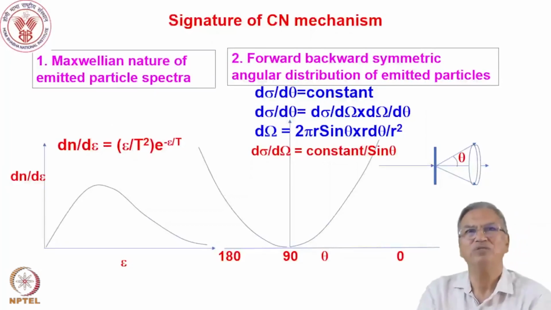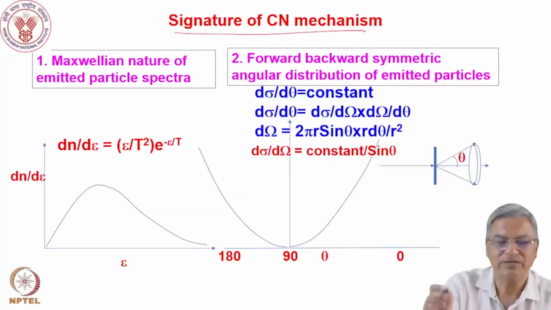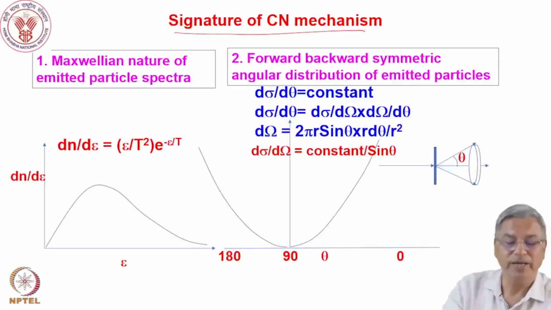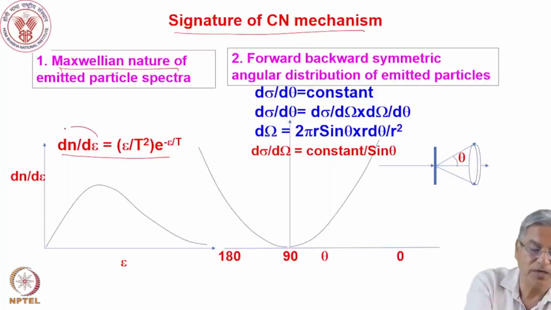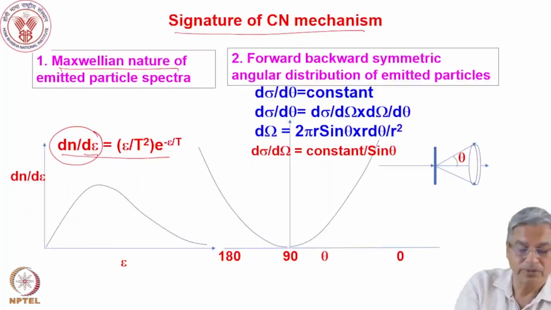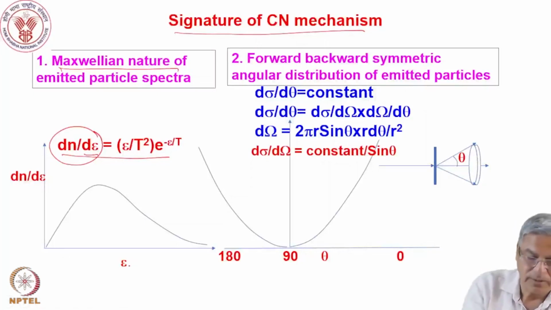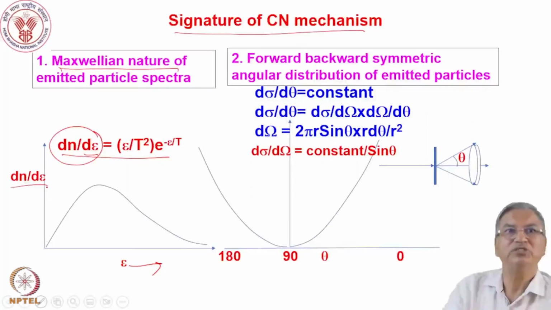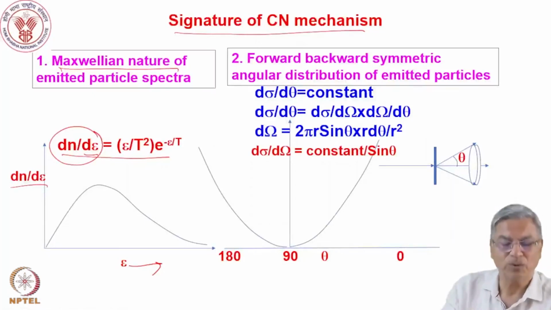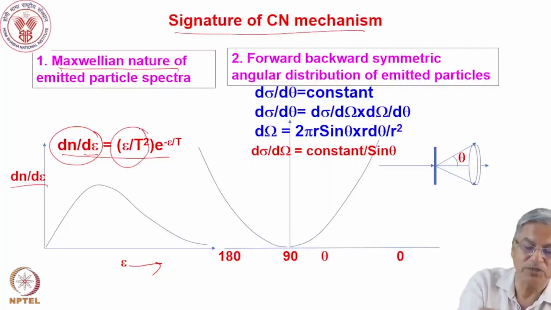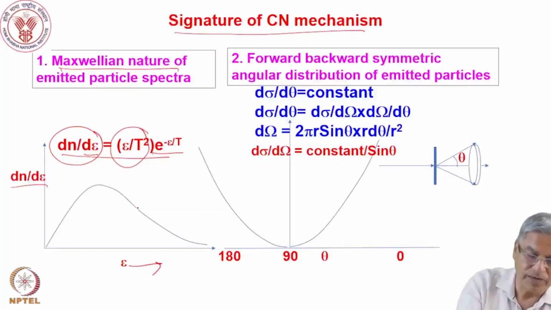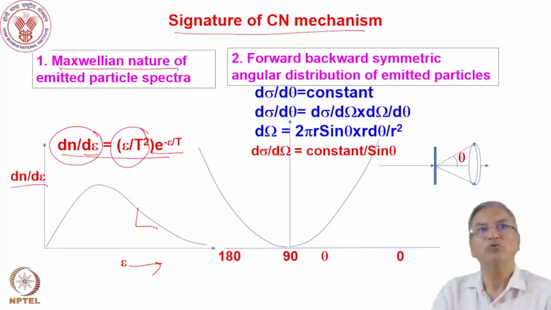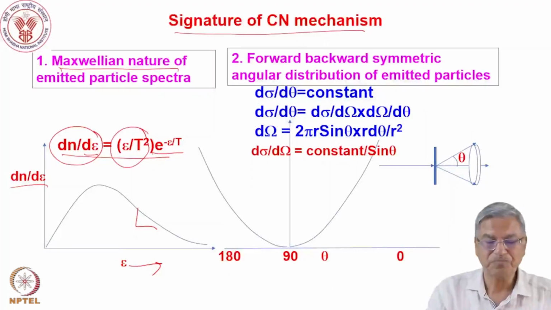So what are the signatures of the compound nucleus mechanism? I will try to explain. The first one I already explained: the Maxwellian nature of the particle spectra. The number of particles having energy E, where this is the kinetic energy of the particle, will have a Maxwellian nature. This is a typical signature of the compound nucleus. This is the pre-exponential term, and e raised to minus epsilon upon T. So from the slope of this, you can find out the temperature of the compound nucleus that is emitting these particles.